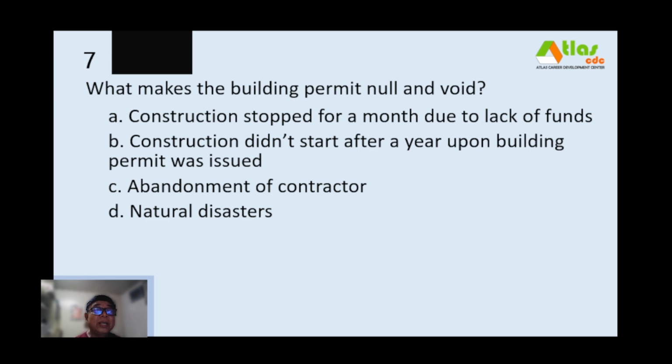Number 7. What makes the building permit null and void? A. Construction stopped for a month due to lack of funds. B. Construction didn't start after a year upon building permit was issued. C. Abandonment of contractor. D. Natural disasters.